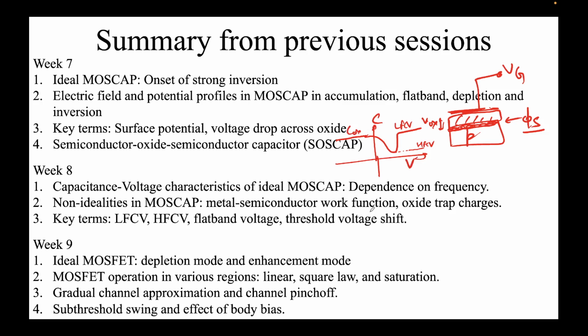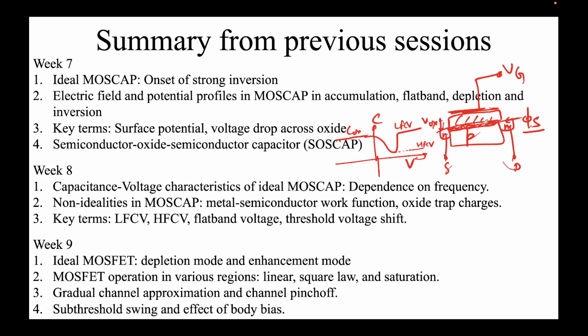Some non-idealities are due to the metal-semiconductor work function difference, or there can be some trap charges in the oxide. And then we apply this understanding of a MOS capacitor to create something called a MOSFET. So how does it differ? It's exactly the same. It's just that you have two more pockets here of n plus and n plus. This is your source, this is your drain.